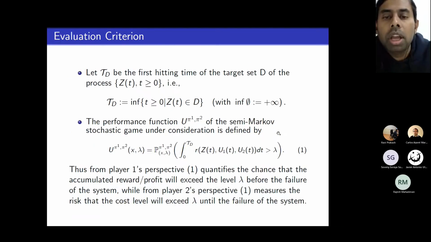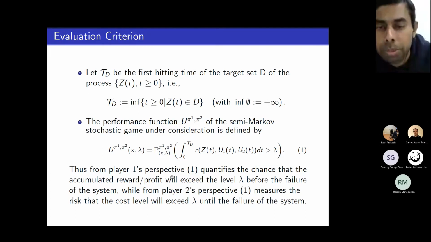So what is this? This is basically 0 to tau d. So we are considering the problem up to the time the process enters this set d. You are integrating from 0 to tau d, and this is basically the reward rate. So this integration gives you the reward accumulated up to this random time tau d. Fine, tau d is random because you don't know when actually it will enter this state d, but it will. So this is the reward accumulated up to that random time. So you are trying to look at the probability that this reward accumulated will exceed the threshold lambda, where lambda is fixed a priori.